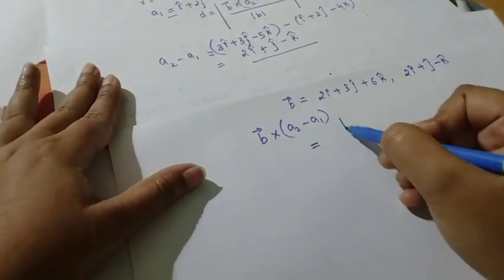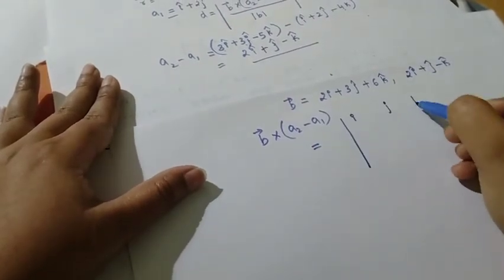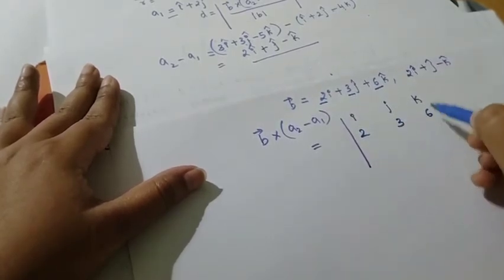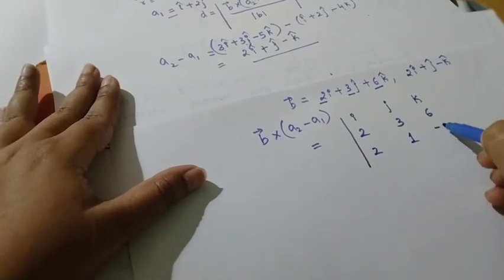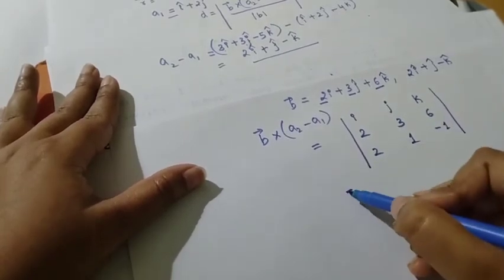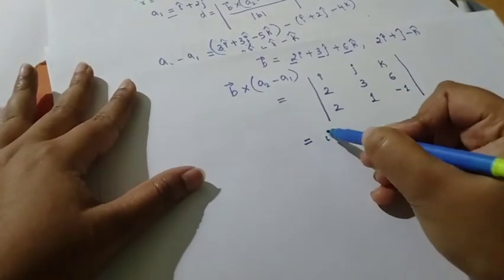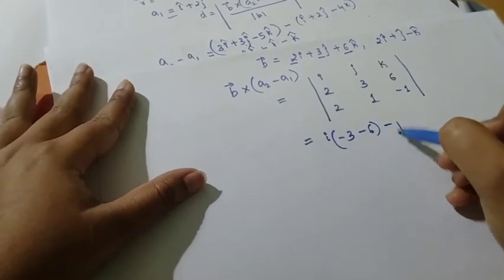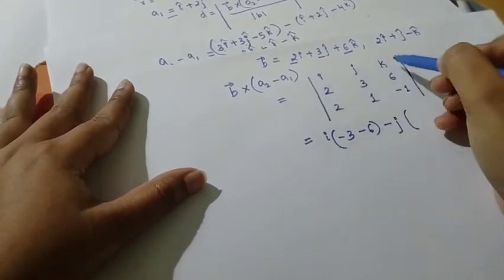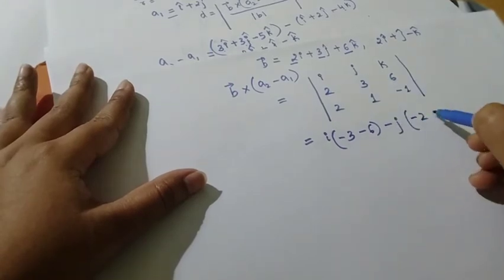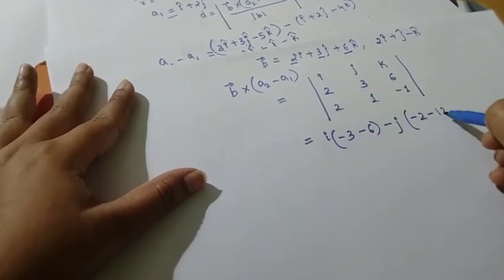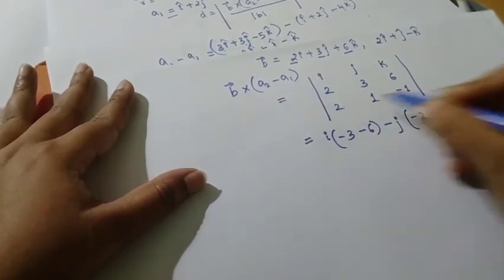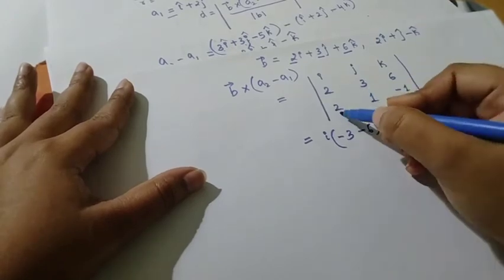So the cross product means the determinant with I, J, K. Here 2, 3, 6, and here 2, 1, minus 1. So if I solve it now, I into bracket minus 3 minus 6, minus J into bracket, you have to drop the J-th row and J-th column, minus 2 minus 6 twos are 12, K into bracket 2 into 1, 2 minus 6.